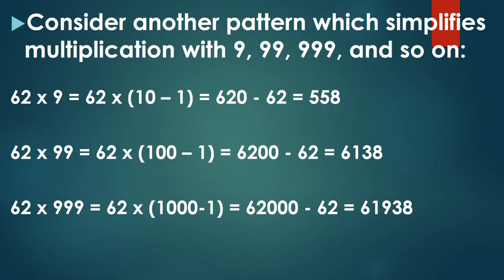Now next is 62 multiplied by 999. 999 we can write down as 1000 minus 1. So once we multiplied 62 by 1000, that is 62,000. Then we multiply 62 by 1, that is 62, and then subtract both. It is 61,938.